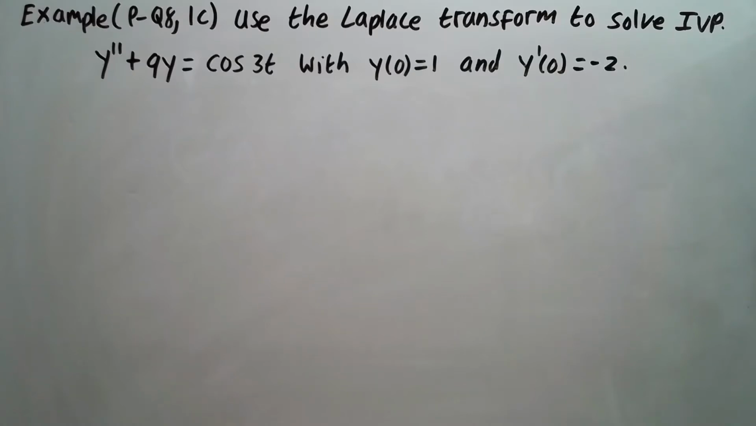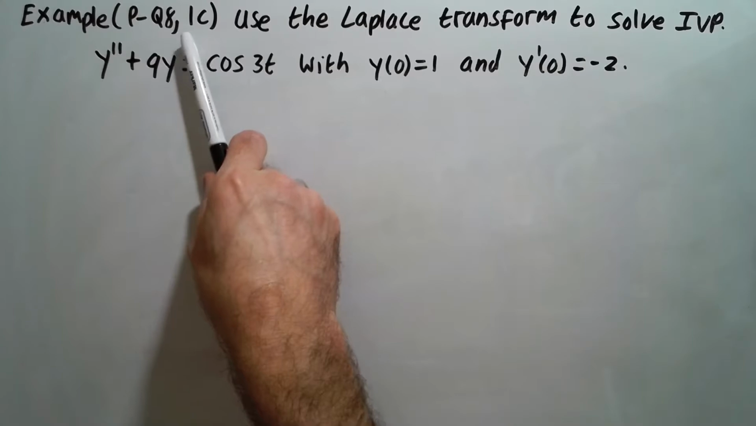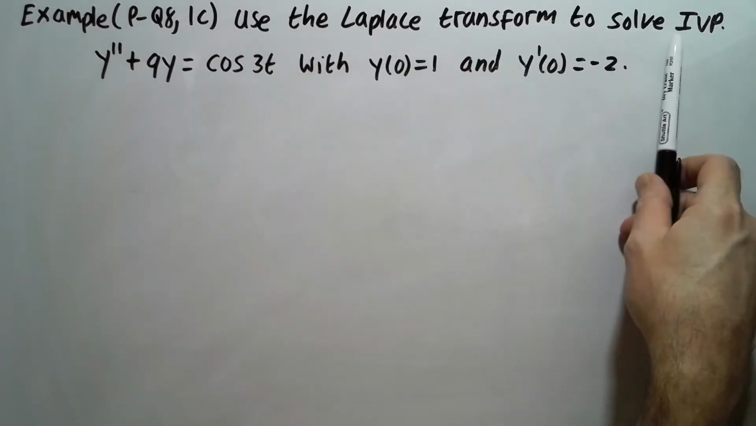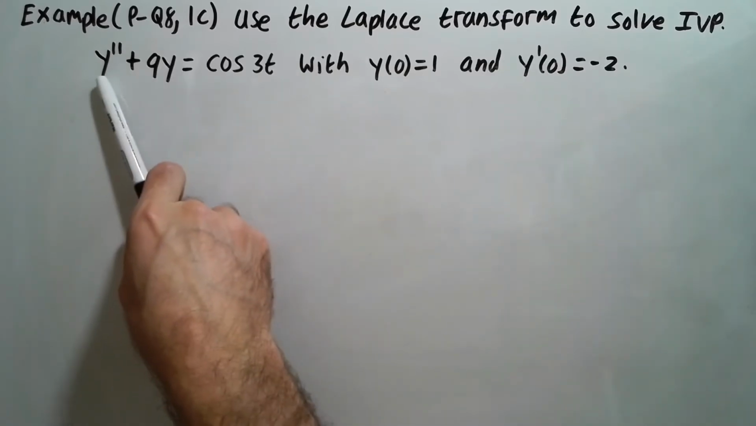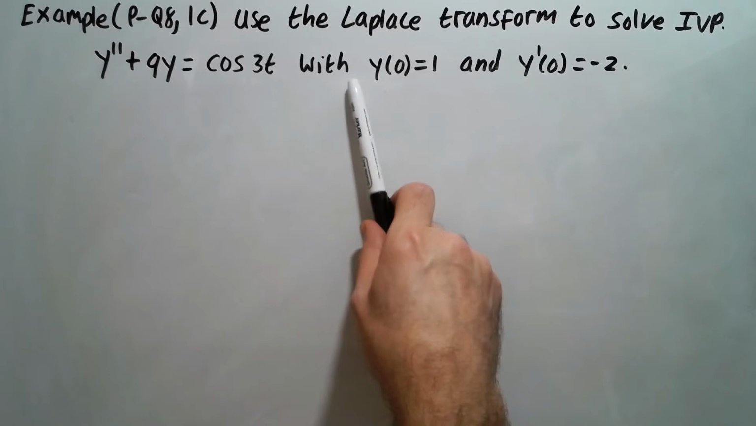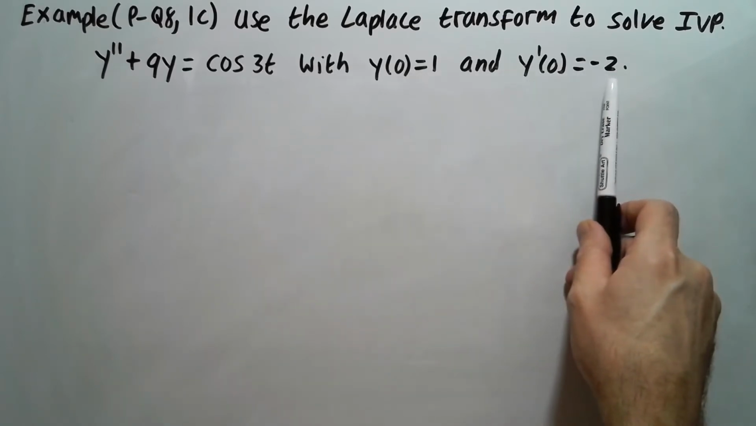Okay, so let's take a look at an example. This is practice quiz 8, number 1C. It says use the Laplace transform to solve the initial value problem. So we're given y double prime plus 9y equals cosine 3t, with y of 0 equal 1 and y prime of 0 equal minus 2.